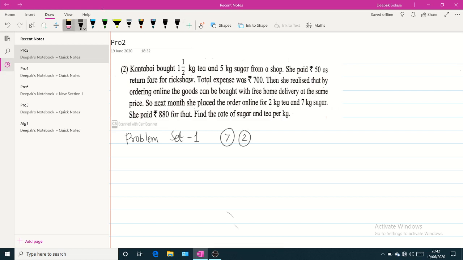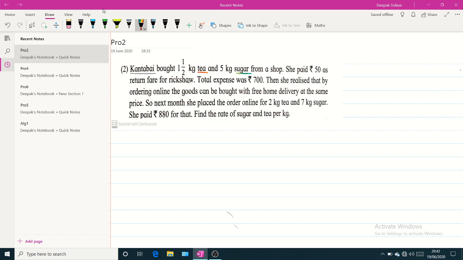To solve this example, let's read it first. What is given in the example? There is a woman, Kantabai. She went to buy two things: tea and sugar. She bought 5 kg of sugar, and 1.5 kg of tea, which is 3/2.